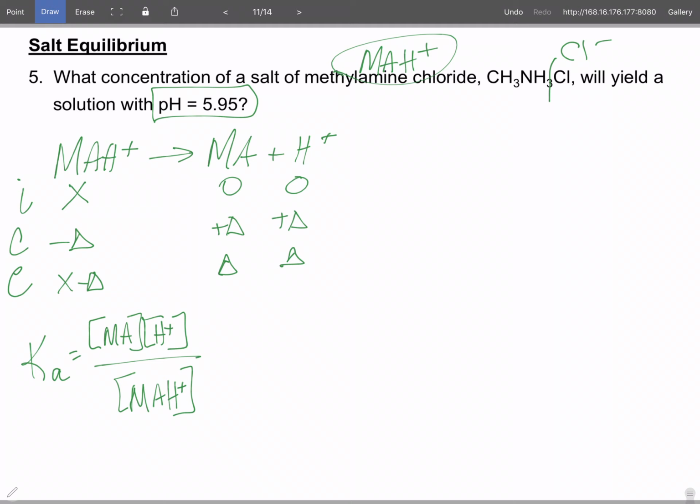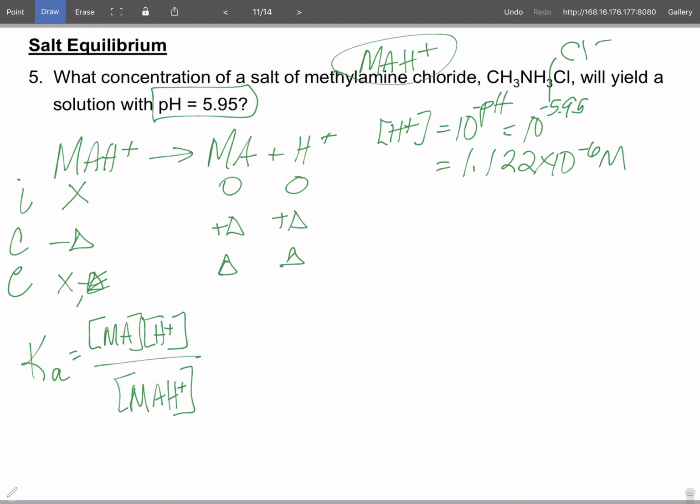Well, guess what? We know that the H plus concentration is going to be equal to 10 to the negative pH, which means it's 10 to the negative 5.95. So that means that the H plus concentration is 1.122 times 10 to the minus 6 molar. So everywhere we see the delta, we can put 1.122 times 10 to the minus 6. For both of these, we get 1.12 times 10 to the minus 6.